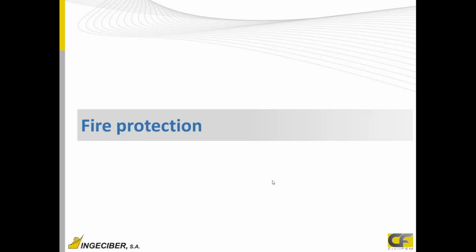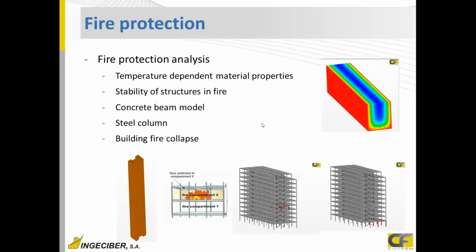Well, okay, the next example is about fire protection. We will analyze different options for fire protection. We have also many small examples where we can see temperature-dependent material properties in this model, and we will analyze also the stability of structures in fire.